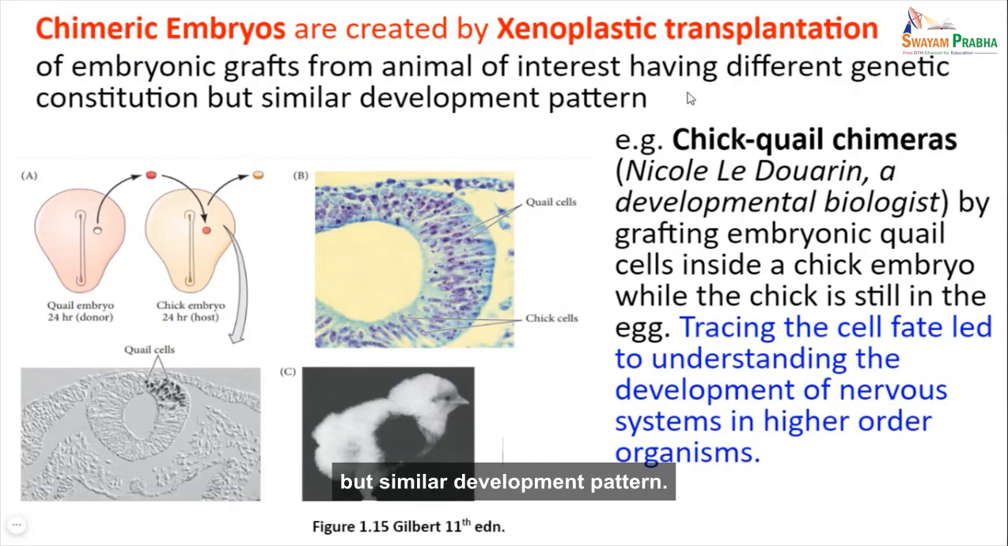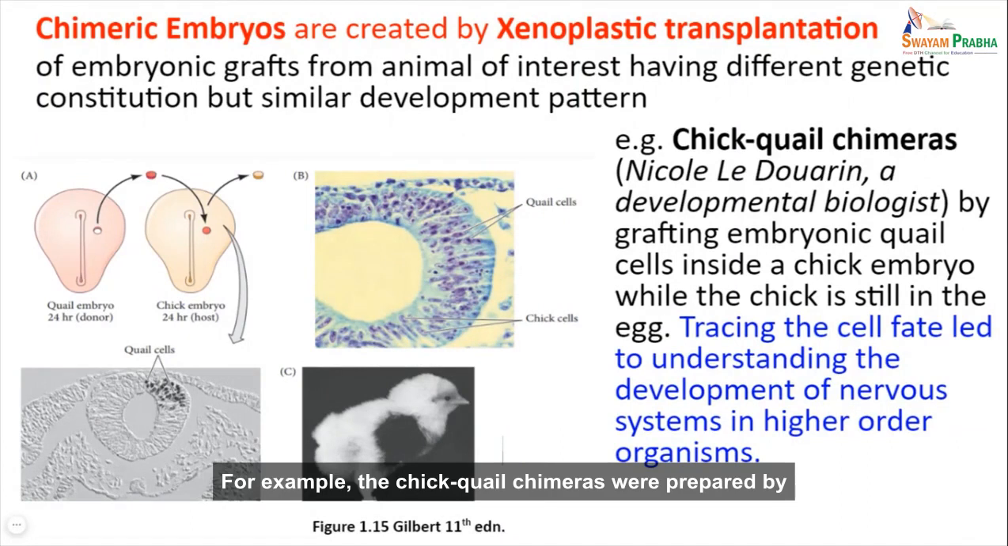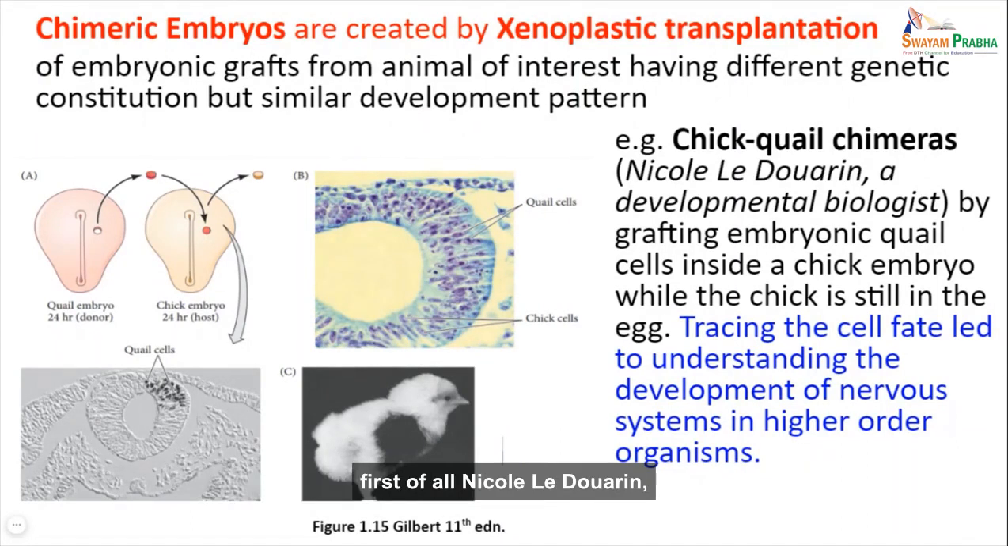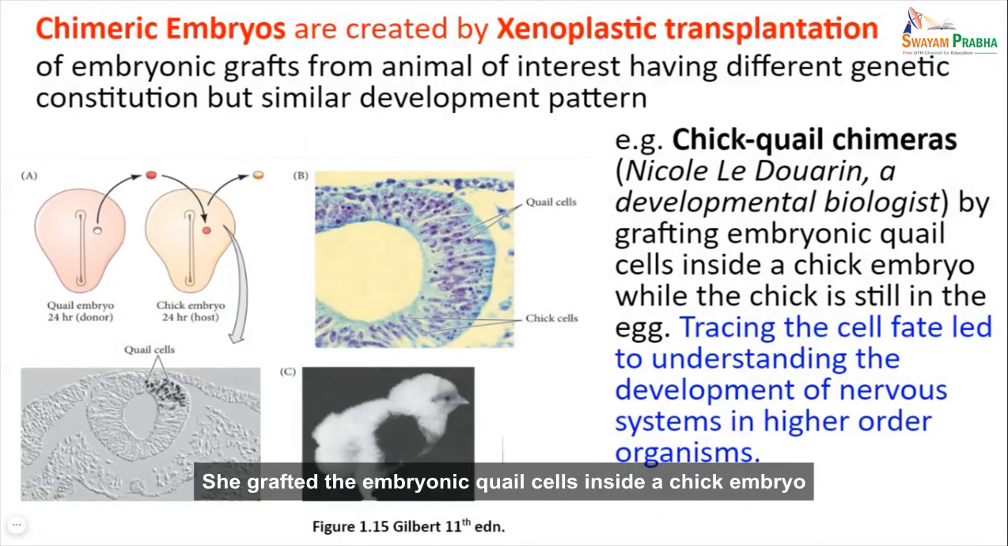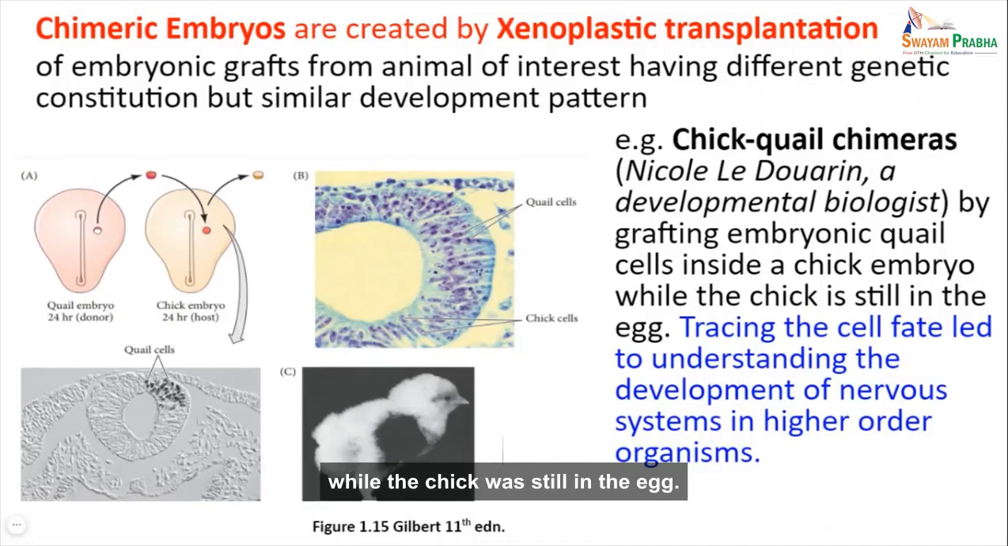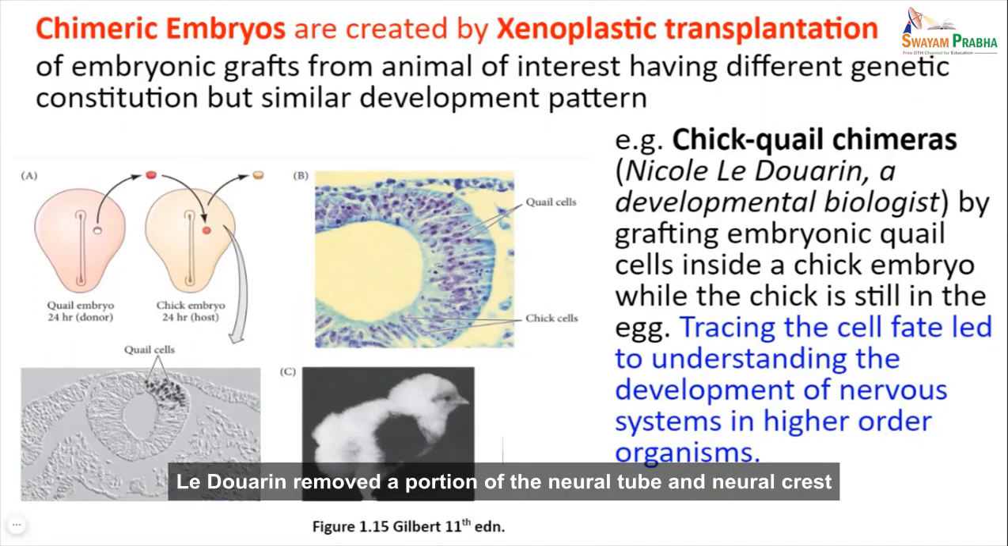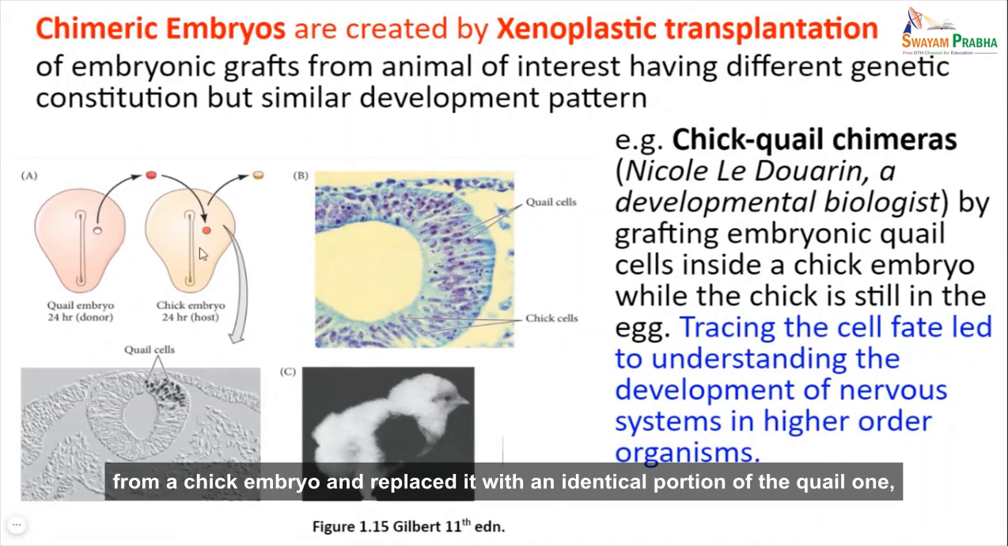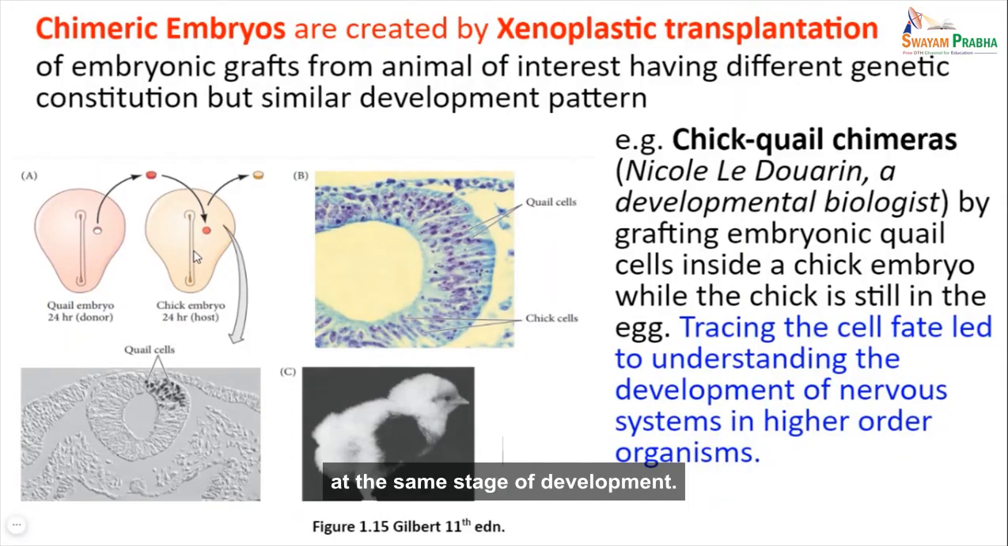but similar development pattern. For example, the chick-quail chimeras were prepared by, first of all, Nicole Le Douarin, who was a developmental biologist. She grafted the embryonic quail cells inside a chick embryo while the chick was still in the egg. Le Douarin removed a portion of the neural tube and neural crest from a chick embryo and replaced it with an identical portion of the quail one at the same stage of development.